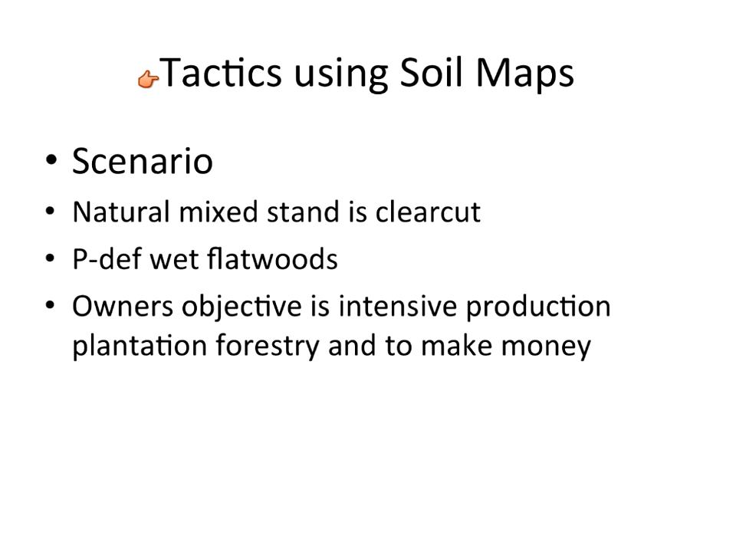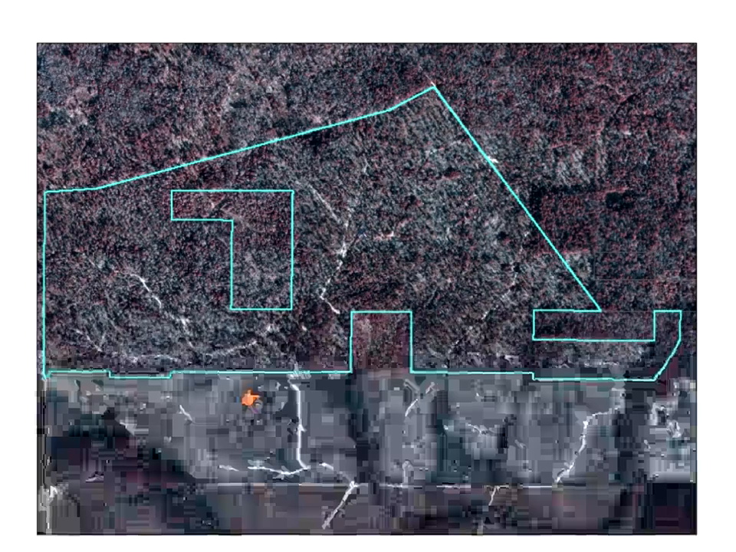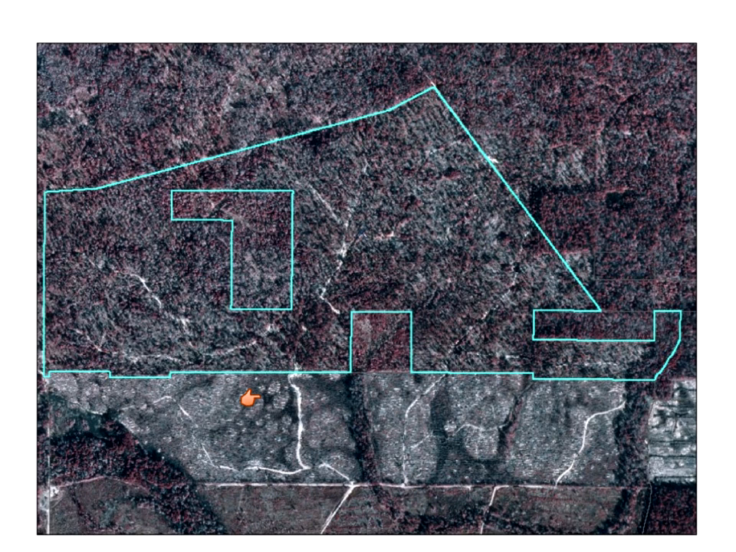We can use soil maps for tactical decisions. Our scenario is we have a natural mixed stand that is clear cut. This is P-deficient wet flatwoods. The owner's objective is intensive production plantation forestry and to make money. I think this is a fairly common scenario. Here's our stand post-harvest. It's like a lot of coastal plain in both the Atlantic and the Gulf. A couple of feet difference in, and sometimes just a half a foot difference in elevation makes a big difference in productivity and soil drainage class. After all, we manipulate soil drainage with beds and in some places ditches to make this very kind of land more productive.